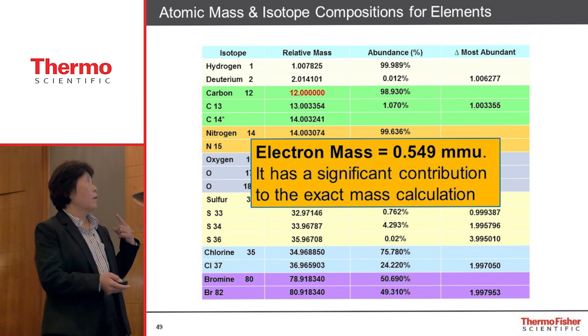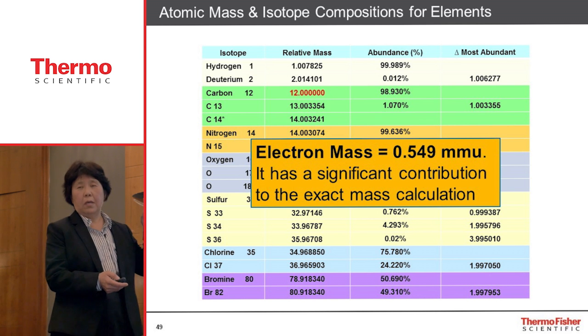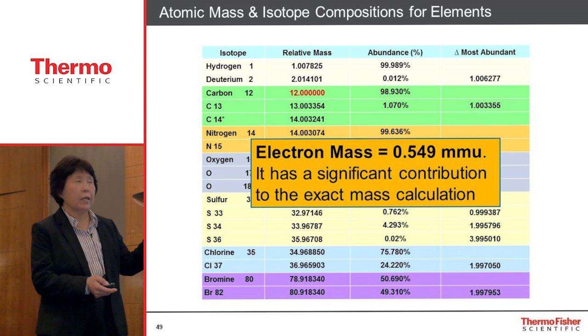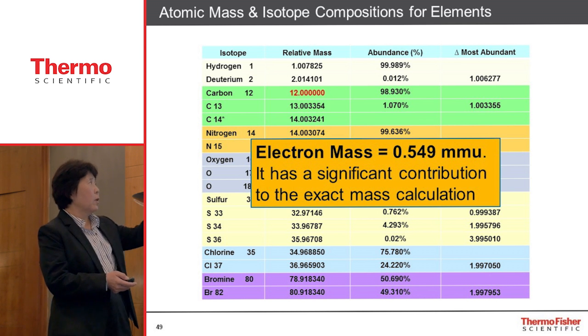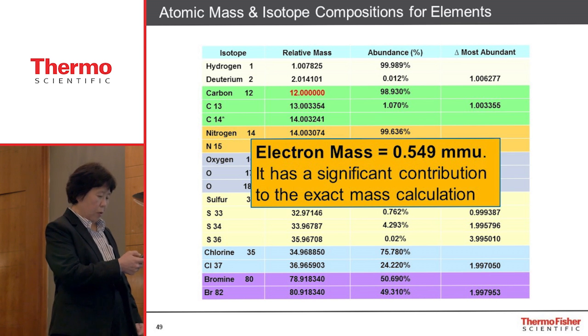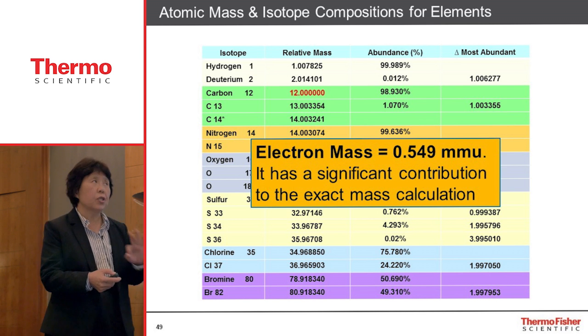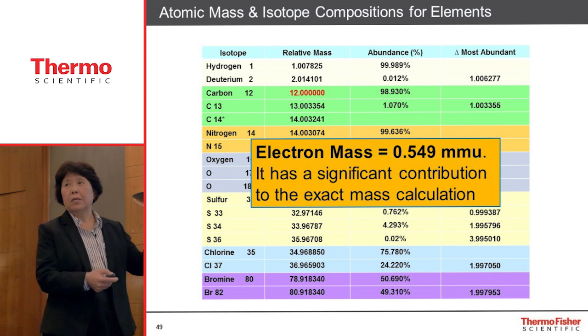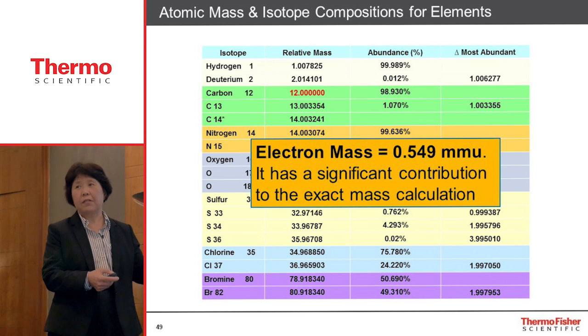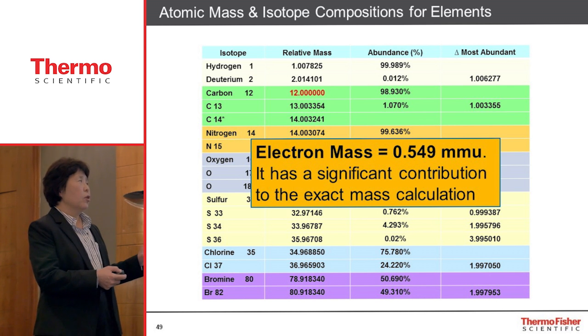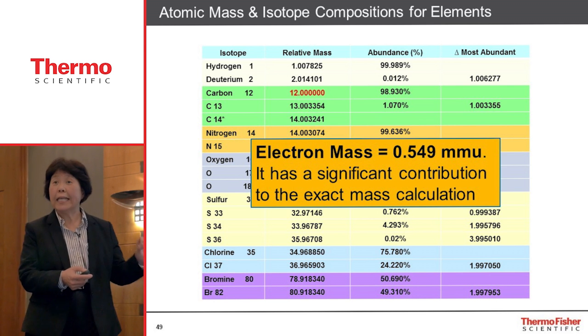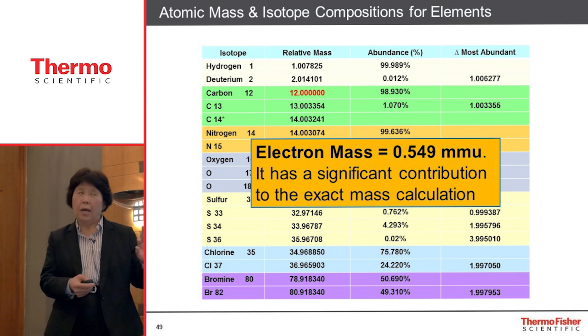One, they have a unique atomic weight, right? How accurate depends on how many decimal points you want to use. Secondly, they have their unique relative abundance. Third, the mass difference to the most abundant is fixed. So these unique properties we call nature's fingerprint.